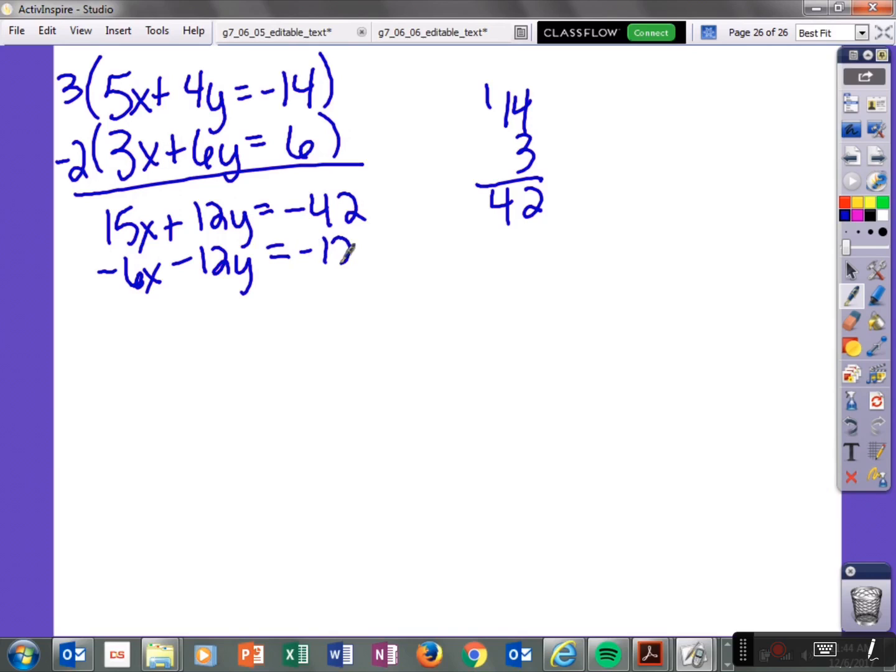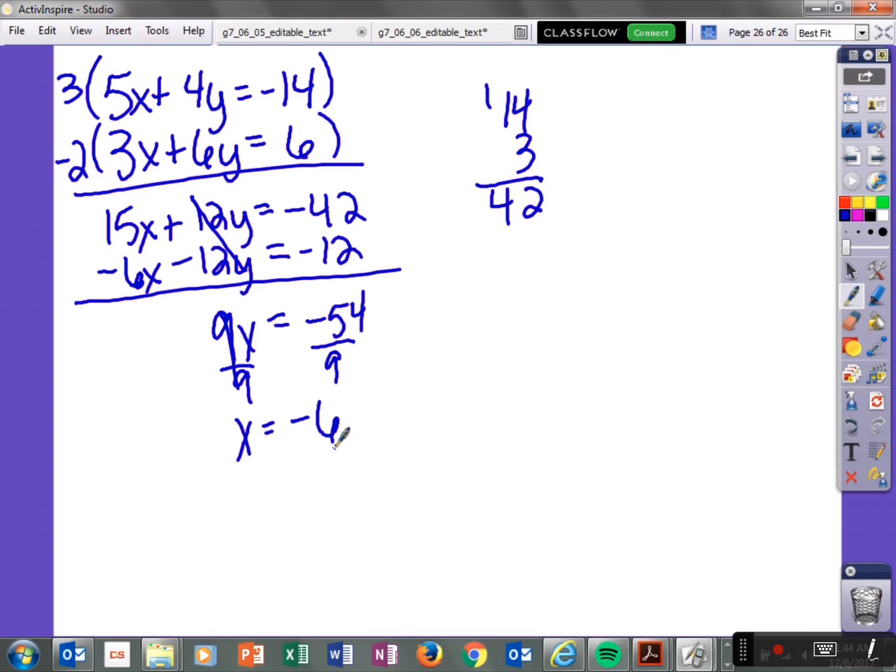What's going to cancel now? The y's, the 12y's. So, 15 plus negative 6, that's just 15 minus 6, right? 9x. Negative 42 minus 12, or negative 54. Negative 42 plus negative 12 is negative 54. And then we would divide by 9. Negative 6. And that's our x.